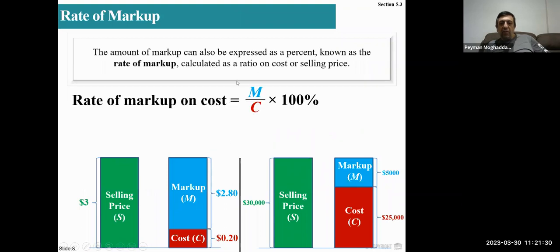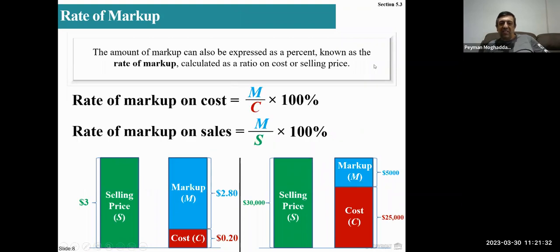The amount of markup can also be expressed as a percent, known as the rate of markup, calculated as a ratio on cost or selling price. So rate of markup on cost: you divide markup by cost, and then multiply by 100%. For the case of bread, 2.8 divided by 0.2 is 14, multiplied by 100, so you have 1400%. Markup to the cost is 1,400% for the case of bread.